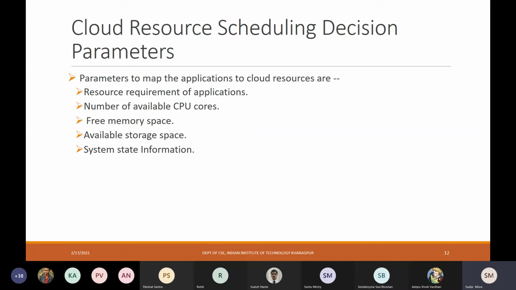Fourth is the storage space, how much of it is available. First one is memory, second one is storage, and the last one is the system state information. So the different systems, what are the different states? State means the overall state, right? So based on the different states of these systems, the different resources are going to be allocated to them, right? So these are some of the different types of criteria which are used in order to determine how much and what sort of cloud resources are going to be given to these different applications that are requesting these resources.